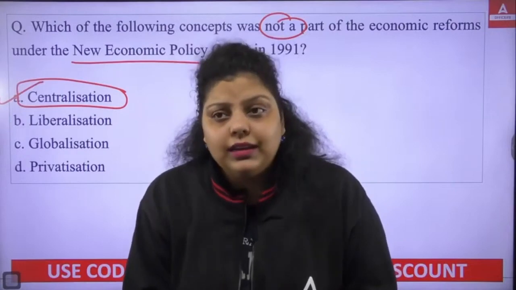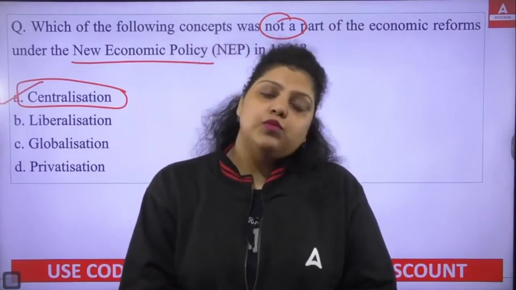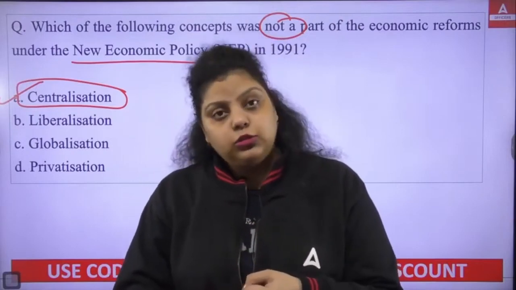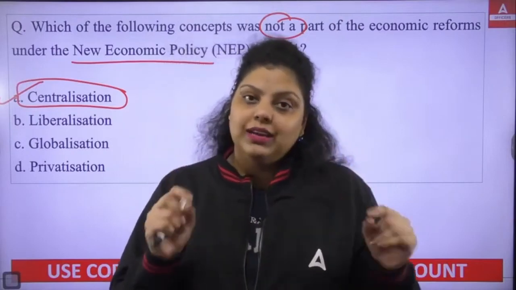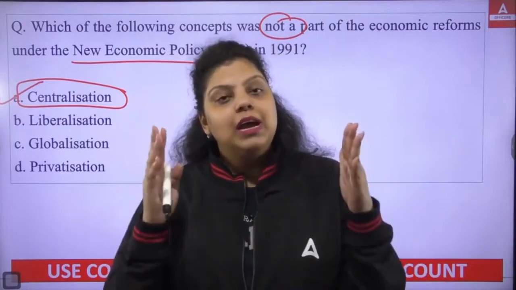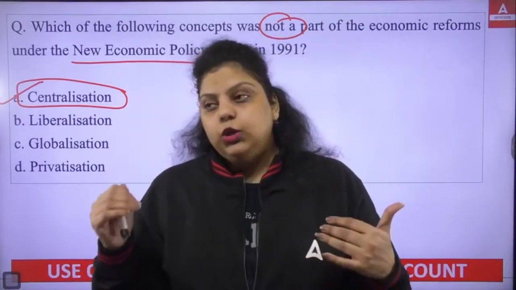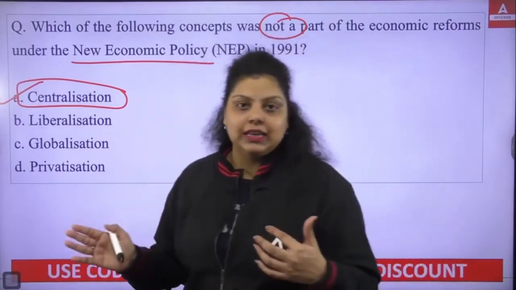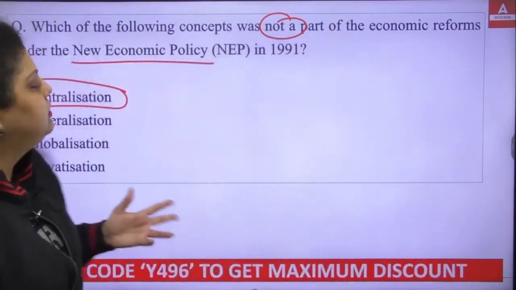And state and union territory did not have any option to give their suggestions or feedback in the centralized planning. Centralized planning means one authority decides what to do, when to do, how to do, and you just have to follow that. You do not have any authority to give your suggestion or feedback. So that was the centralized power.